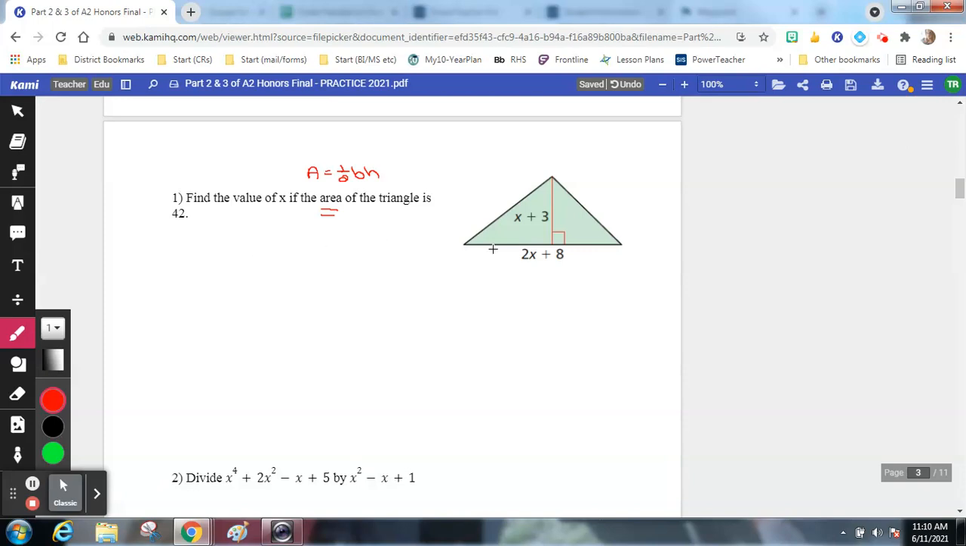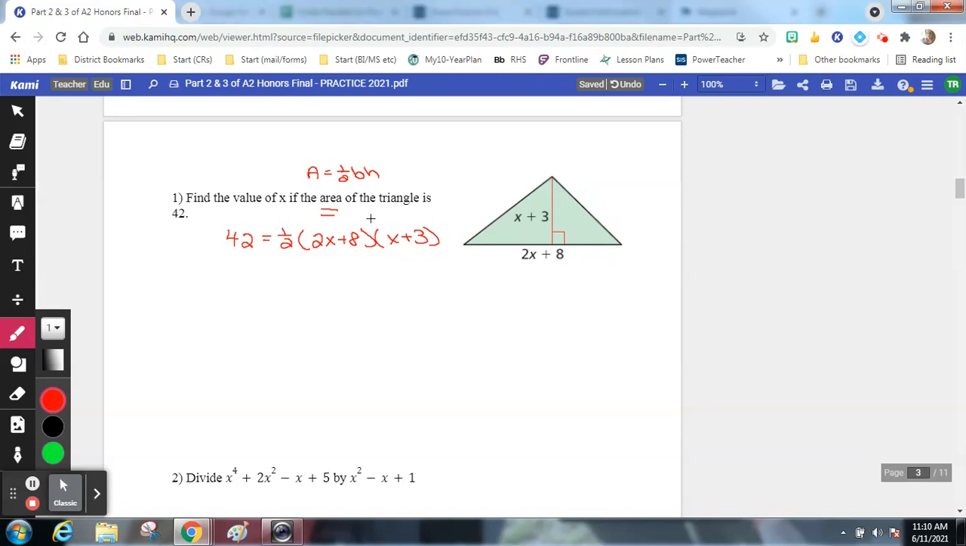So I'm just going to fill in what I know. I know that 42 is A, the area. I know it's 1/2. The base was 2x plus 8, and the height is x plus 3. You can go about solving this in a whole bunch of different ways. You can choose to multiply the binomials first, then distribute the half. You can get rid of the half first. You could distribute it first. It's completely up to you.